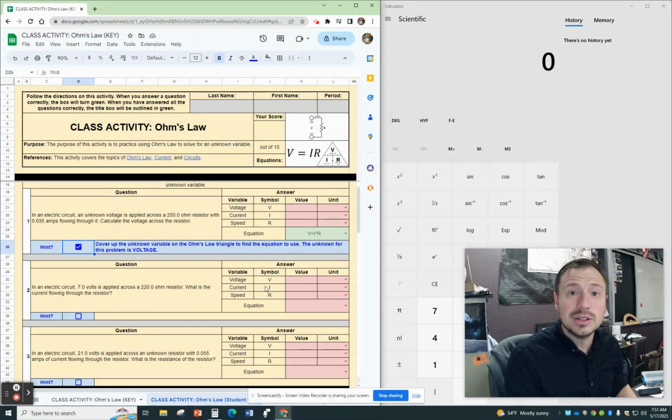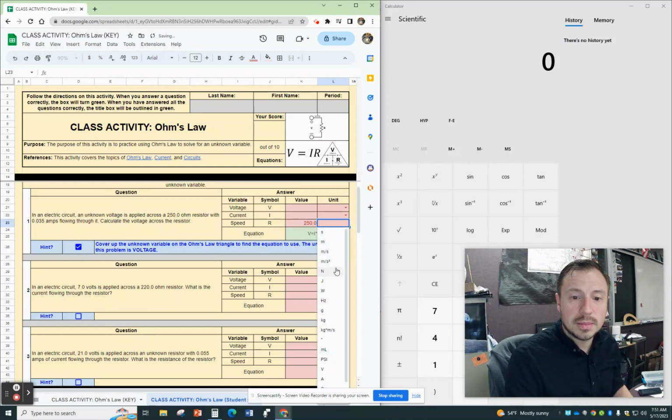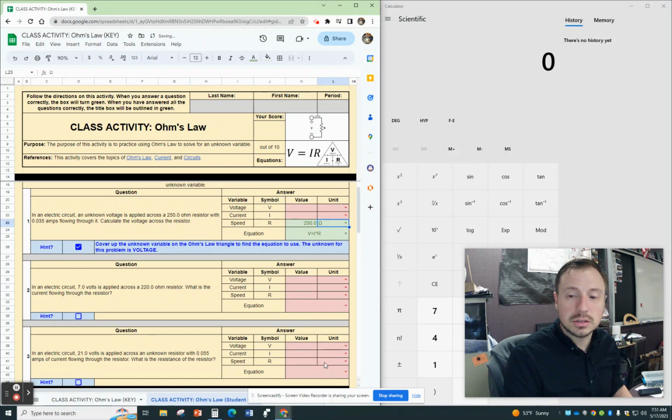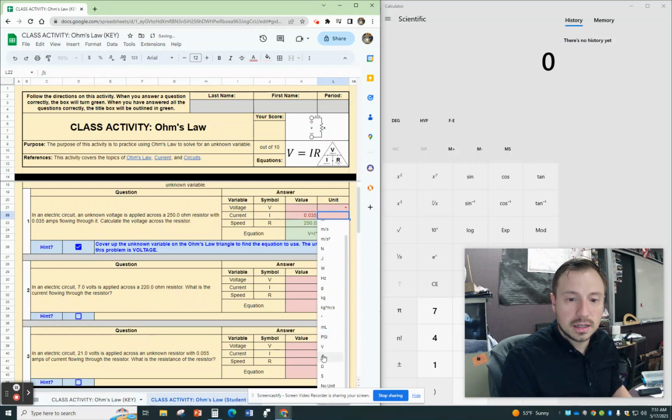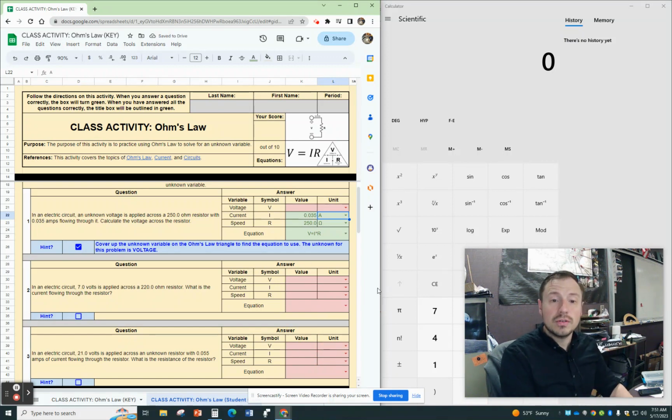The next thing I want to do is put in all my known variables. I know the resistance is 250, and I come down to that drop-down menu. You can see a lot of different units. Ohms, that's the resistance. And the current is 0.035 amps. So I come down here and it's amps. Perfect. Now I need to solve for the voltage.